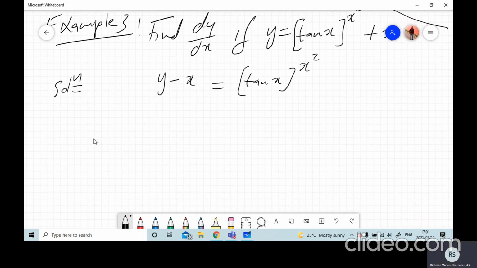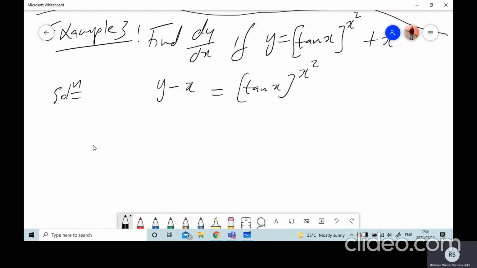And then your second step is to take this power function down. Always, this is our aim. So by introducing ln on both sides, ln of the left hand side, so ln of y minus x is equal to ln of the right hand side.